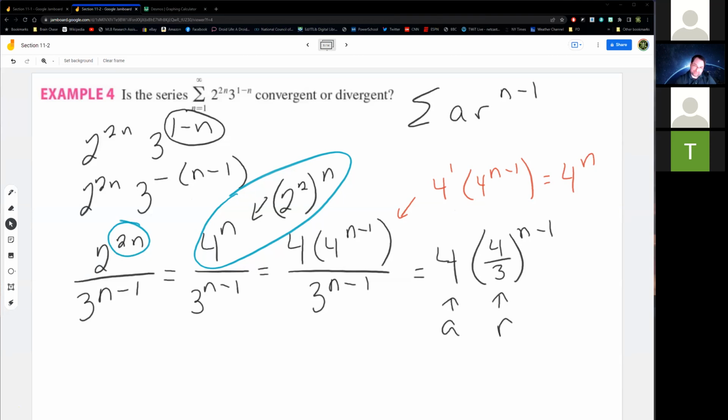So does this converge or diverge? R equals 4/3, right? Is that less than 1 or greater than 1? Greater. So that means divergence, because it's got to be less than 1 to converge.